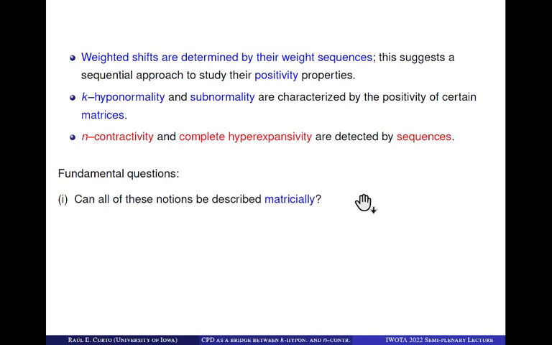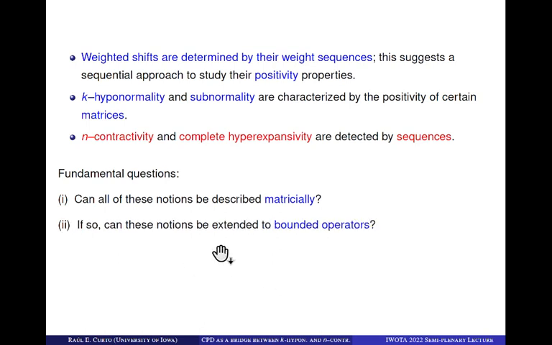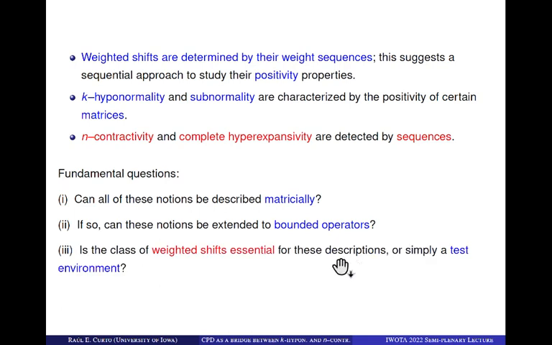So here are some fundamental questions. Can all of these notions be described matricially? If so, can these notions be extended to boundary operators from weighted shifts? Is the class of weighted shifts essential for the descriptions or simply a test environment?